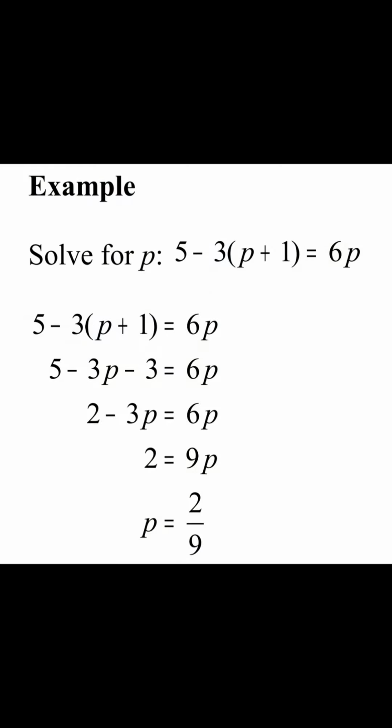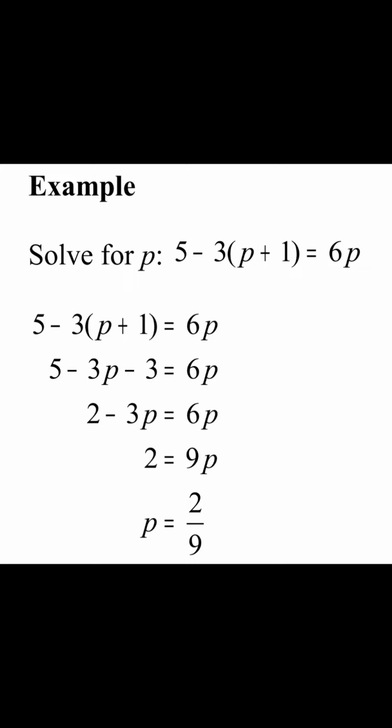Okay, so let's just do that quickly again. Solve for p. 5 minus 3 times p plus 1 equals 6p. First line, 5 minus 3 times p plus 1 equals 6p. Second line, getting rid of the brackets becomes 5 minus 3p minus 3. And what happened there? It was simply a multiplication, 3 times p and 3 times 1. So that eliminates the brackets. So 5 minus 3p minus 3 equals 6p.